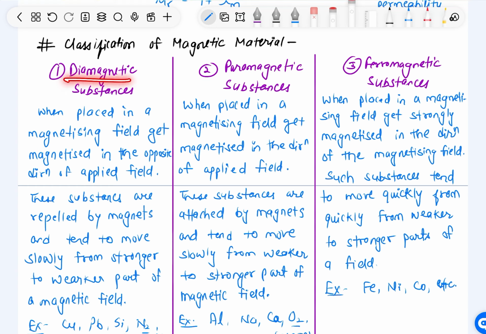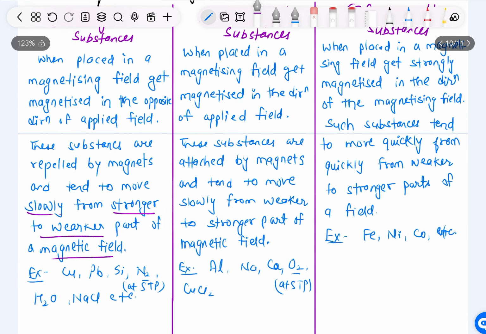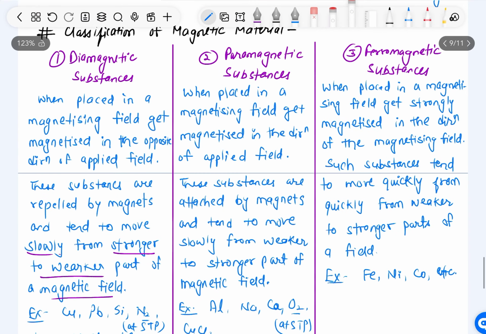So these substances are called diamagnetic substances and these substances are repelled by a magnet. ये क्या करेंगे, मैग्नेट से रिपेल होंगे and tend to move slowly from stronger to weaker part of a magnetic field. They move slowly from stronger to weaker part of the magnetic field. Examples are copper, lead and silicon, nitrogen and water, NaCl. और ये जो नाइट्रोजन है, ये जो स्पेशल गैस है, ये क्या होगी 8 sp पर. ये सब हमारा जो बिहेवियर है डायामैग्नेटिक का ये शो करेगी.